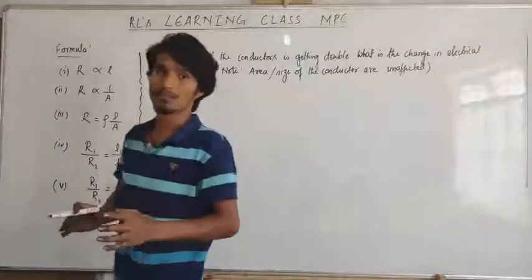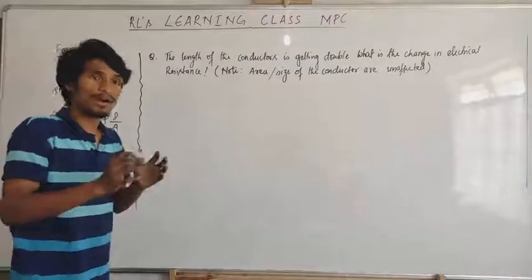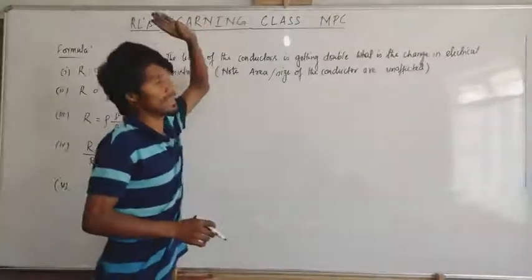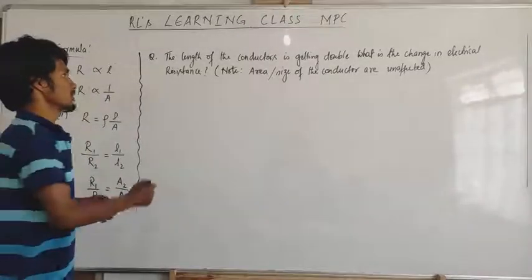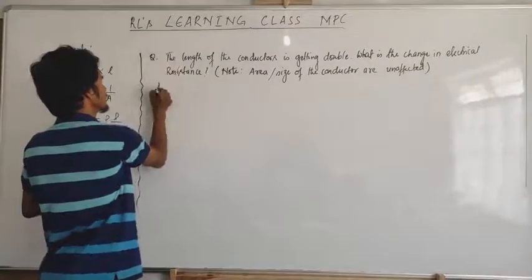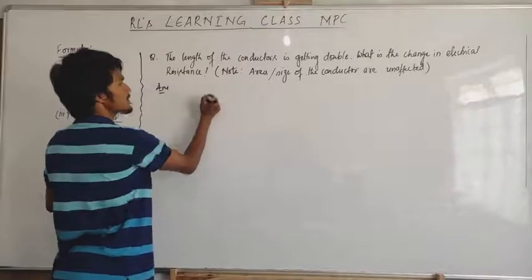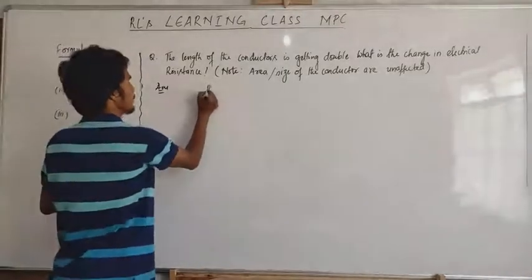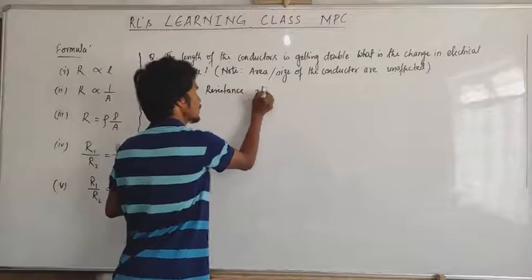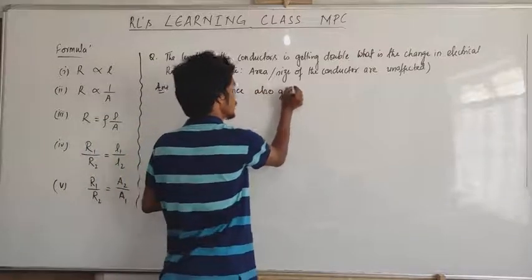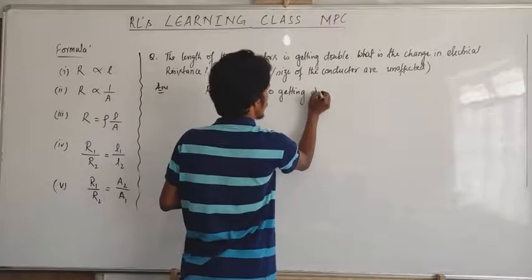In that case it is very easy for you to answer. If the length of the conductor is getting double, then the resistance is also getting double. So the answer from here will be: resistance also gets double.